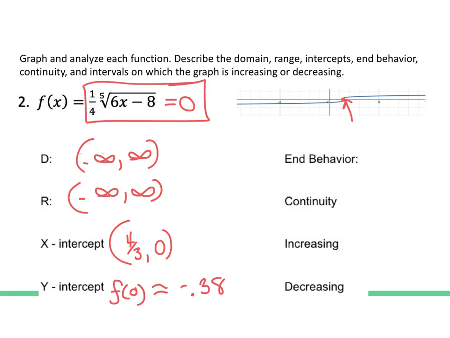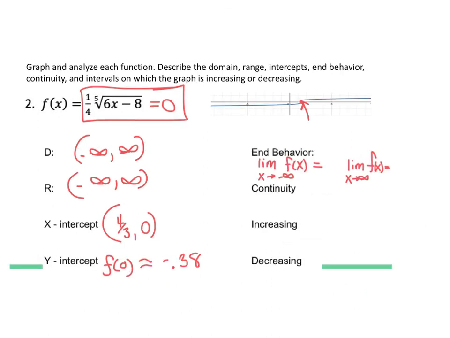The end behavior on the left approaches negative infinity, and the function is dropping, and on the right it's going up towards positive infinity. It is continuous on the entire domain interval from negative infinity to positive infinity, and it's increasing from left to right. This function does not decrease.